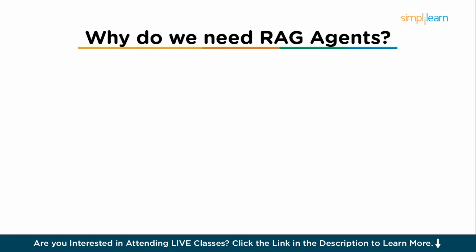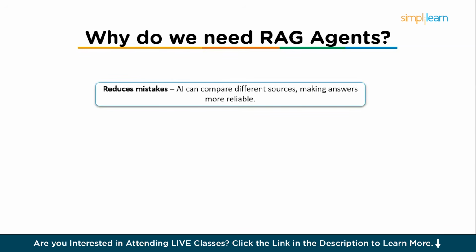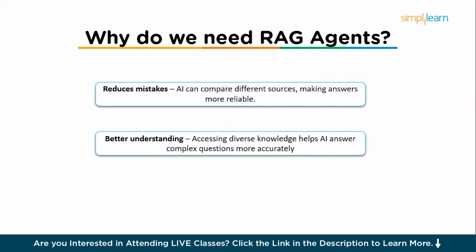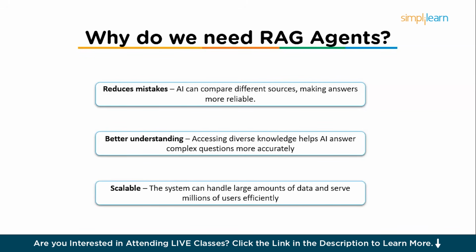For example, it helps in reducing mistakes. AI can compare different sources, making answers more reliable. Then moving on, it is important for better understanding. Accessing diverse knowledge helps AI answer complex questions more accurately. Now, it is scalable. The system can handle large amounts of data and serve millions of users efficiently. So this approach makes AI-powered applications smarter, more reliable, and capable of handling complex queries.